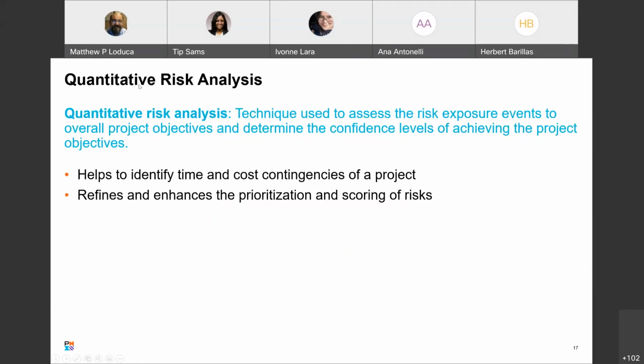Okay, so now we have quantitative risk analysis. This technique is used to assess the risk exposure of events to overall project objectives and determine the confidence levels of achieving the project objectives. It helps to identify time and cost contingencies of projects and refines and enhances prioritization and scoring of risk. So we talked about contingencies earlier, back when we talked about budget, and how you have tasks that you do, and then on top of those tasks you have a contingency, and we have our management reserve, and we have our contingency reserve.